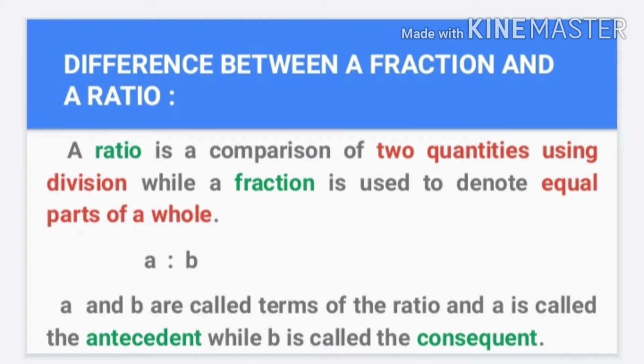A ratio is a comparison of two quantities using division, while a fraction is used to denote equal parts of a whole. A is to B. A and B are called the terms of the ratio, and A is called the antecedent, while B is called the consequent.